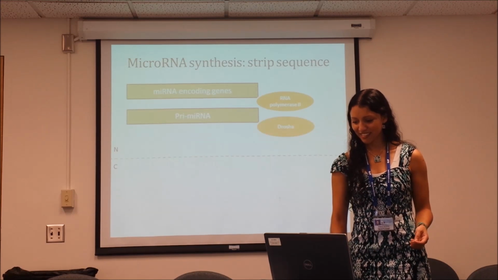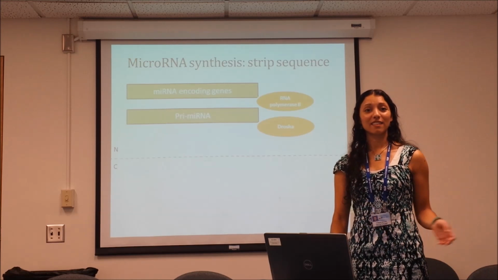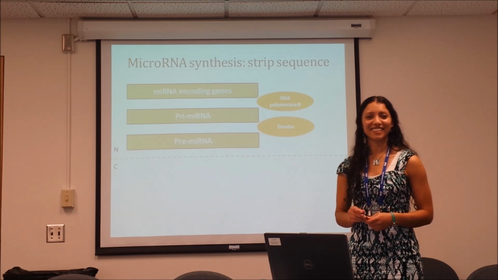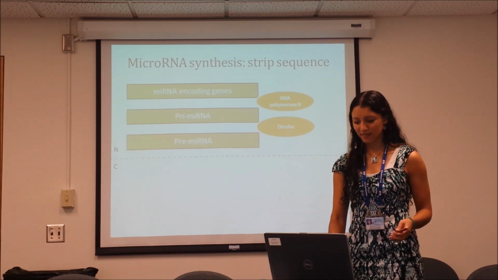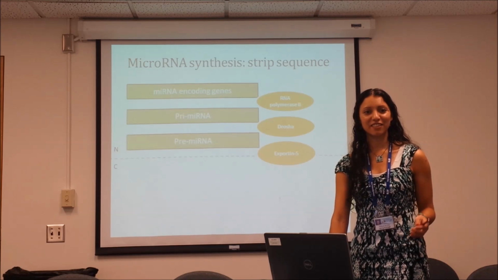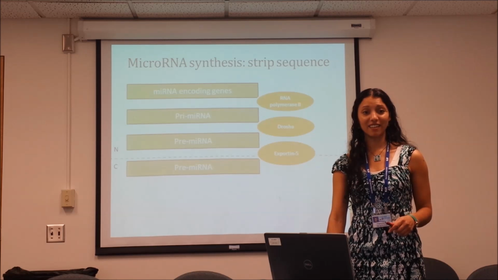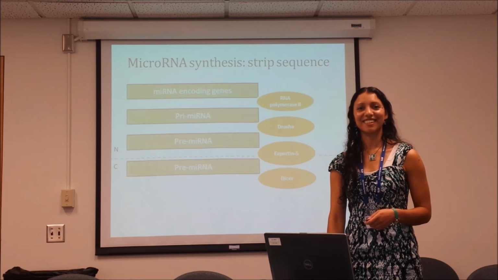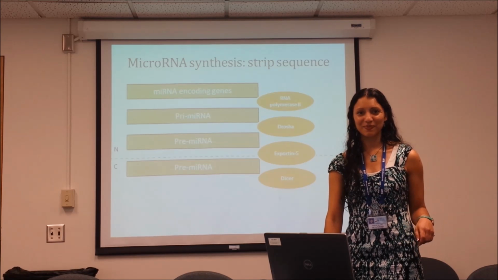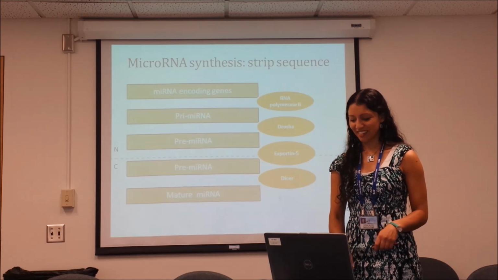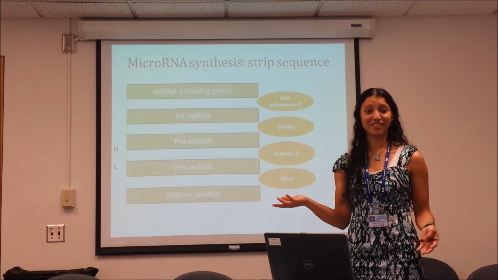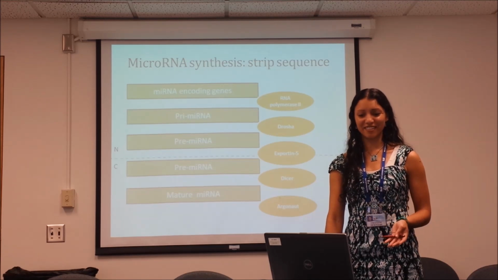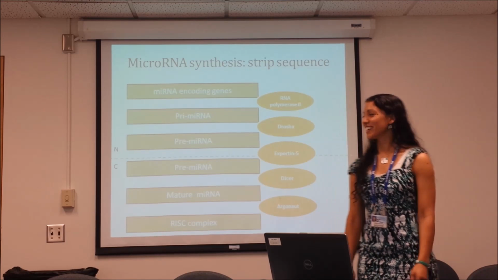Drosha. Drosha cleaves them into? Pre-microRNAs? Very good. And what happens to this? Exportin 5 translocates them into the cytoplasm, and then they get processed by the enzyme Dicer. Great. And then you have the mature microRNA. Very good. And now we're going to target the genes. So what needs to happen? Argonaute needs to bind to them, forming the RISC complex. Very good.